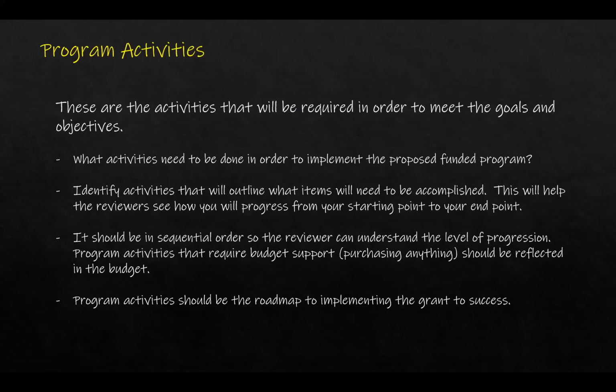The program activities that require budget. So if you're providing a training and you need to purchase curriculum or any resources for that activity, if you have to purchase those, that should be reflected in your budget. The program activities should be your roadmap to implementing your grant to success.